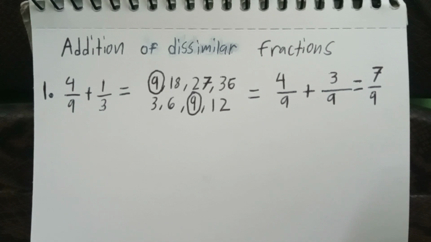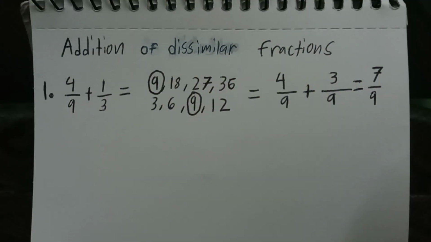So as you can see here, our first example is 4 over 9 plus 1/3. Of course, we can't start adding them yet because we don't have the common denominator. So our first step is to find the common denominator by finding the least common multiple, LCM. So let's start finding the least common multiple of the denominators 9 and 3.